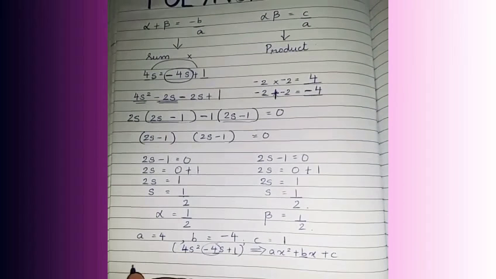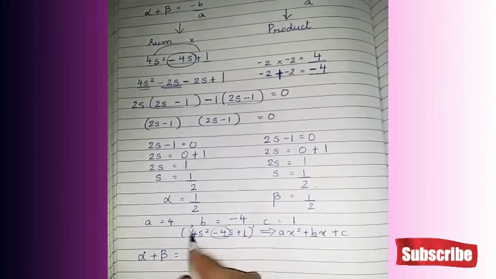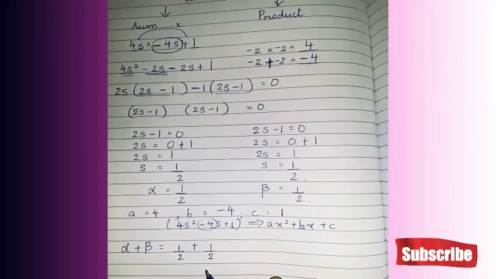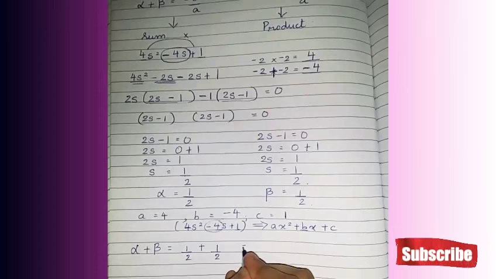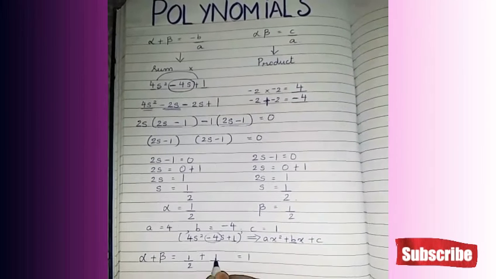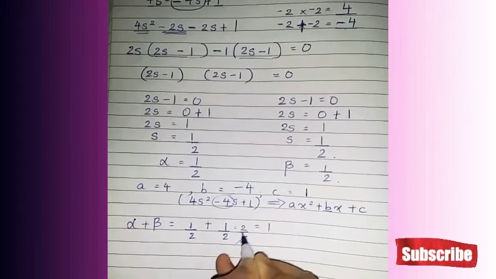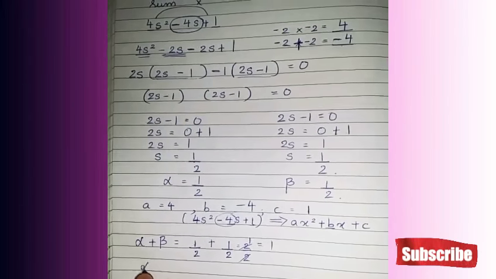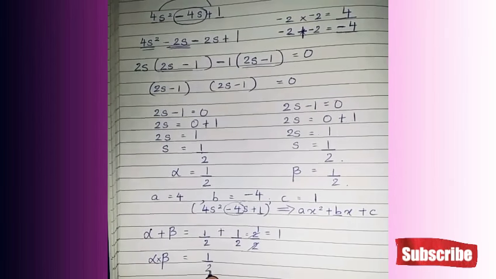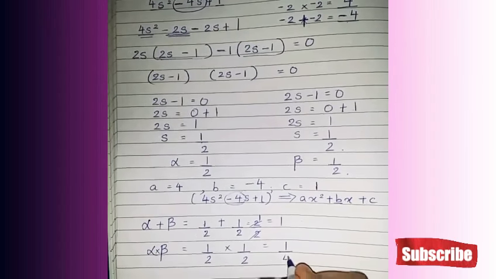Now we have to verify. Alpha plus beta is, alpha we got as 1 by 2 plus beta also 1 by 2. We will get 1, because here 1 plus 1 is 2, and keep this denominator same. So when we cut 2 and 2, we'll get 1. Alpha beta, here alpha into beta, so 1 by 2 into 1 by 2, we will get 1 by 4.